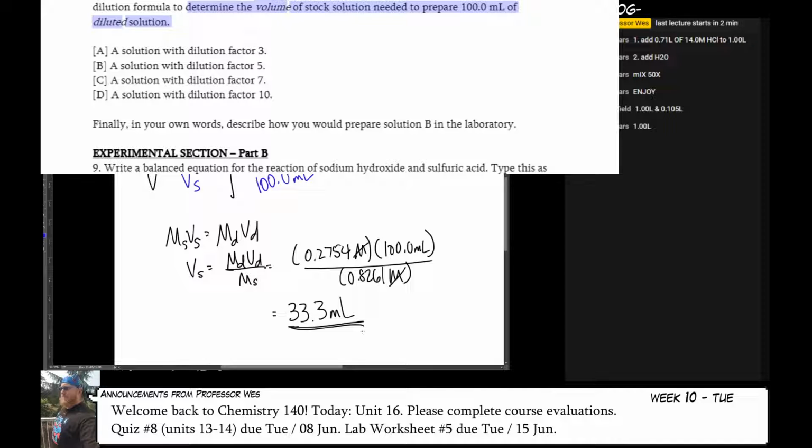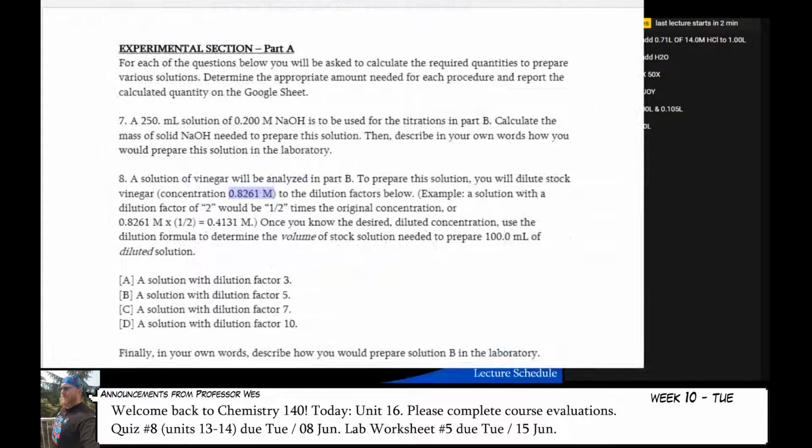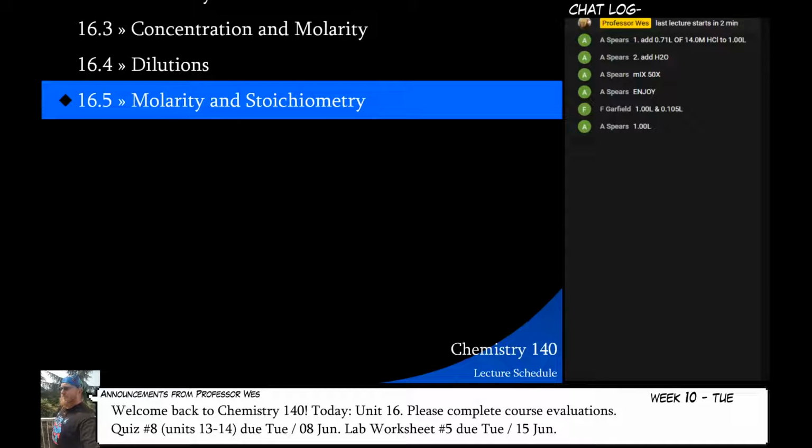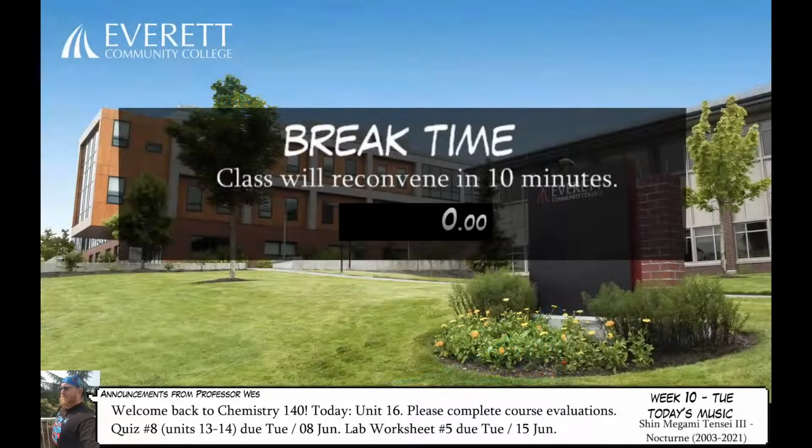So we're ready for the next part, which is part B. And we're going to do that after we come back from the break. So when we come back, we're going to start up again here in molarity and stoichiometry. I'm going to show you how to do a titration, and we'll get to that in just a little bit. So I'll go get the music back on, start the timer for a 10-minute break, and I'll see you in just a little bit.